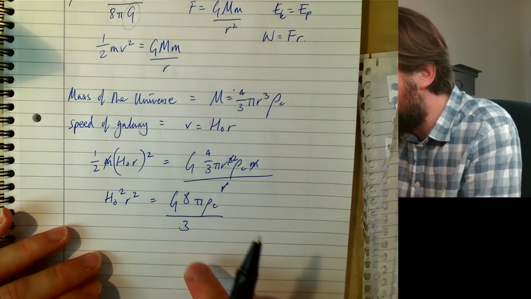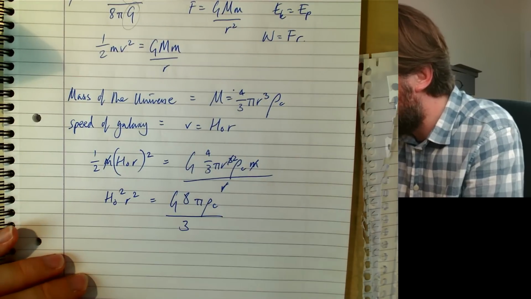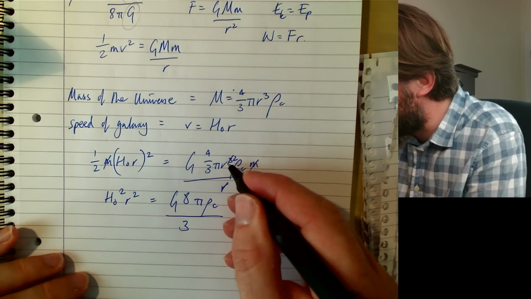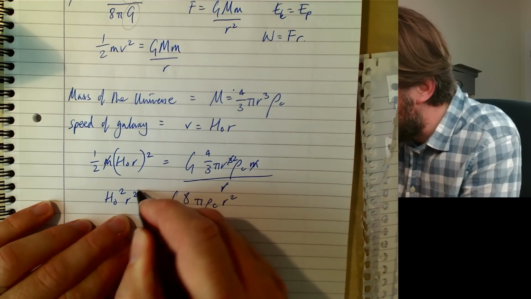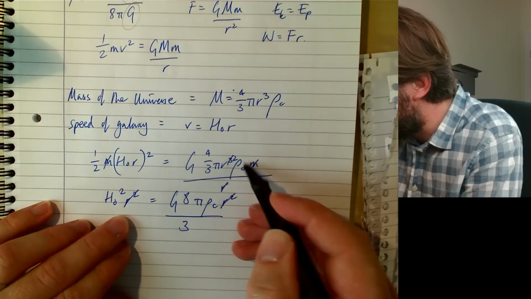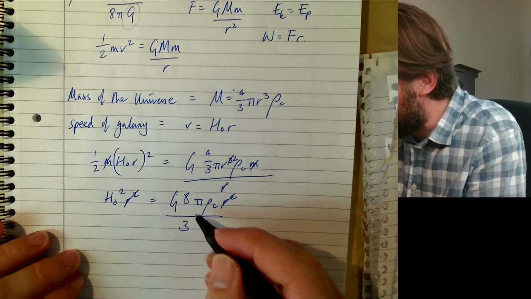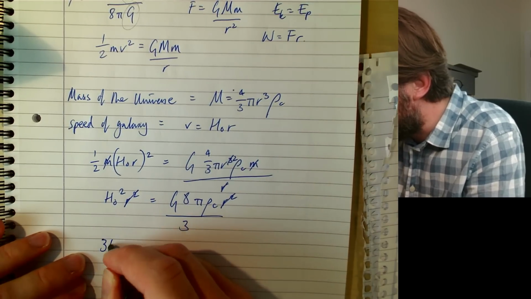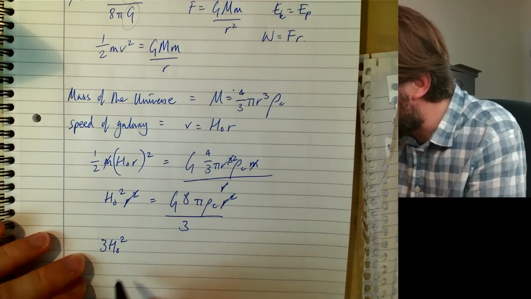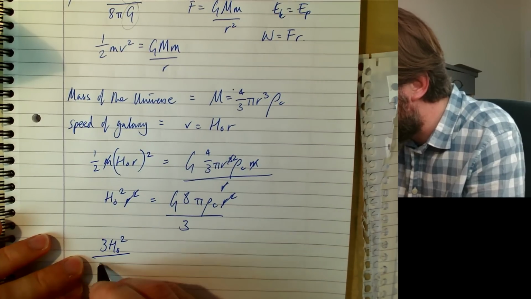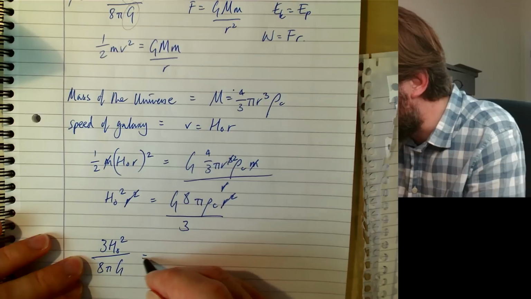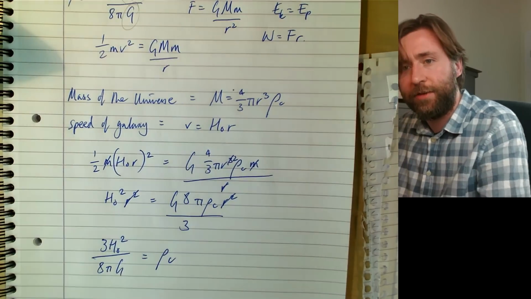So that's just rearranging, multiplied by 3. I missed one thing off here: r squared needs to be copied down there, but now I can just cancel those. See that one? And now just multiply both sides by 3, 3H0 squared, and divide both sides by 8 pi G, and that gives me the critical density.